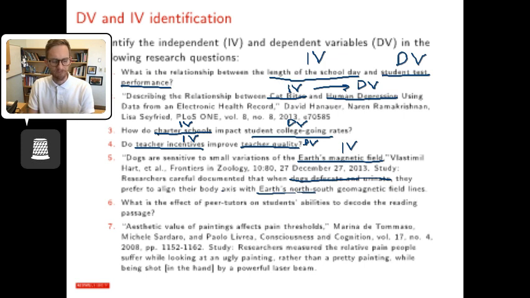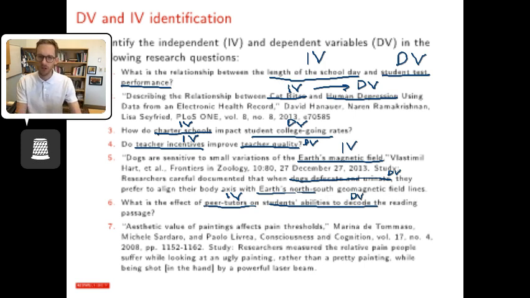Interesting. All right. Number 6, what is the effect of peer tutors on students' abilities to decode the reading passage? Okay, so it sounds like the effect, that's language that seems like cause and effect. So peer tutors seems to be the IV. Sorry, I forgot to put DV here. On students' abilities to decode the reading passage would be the dependent variable. So do those peer tutors help?